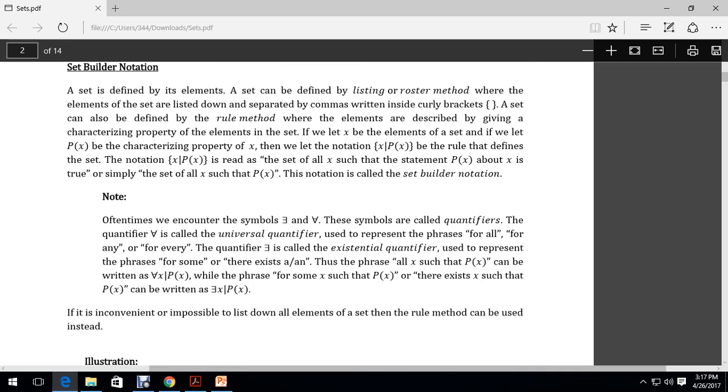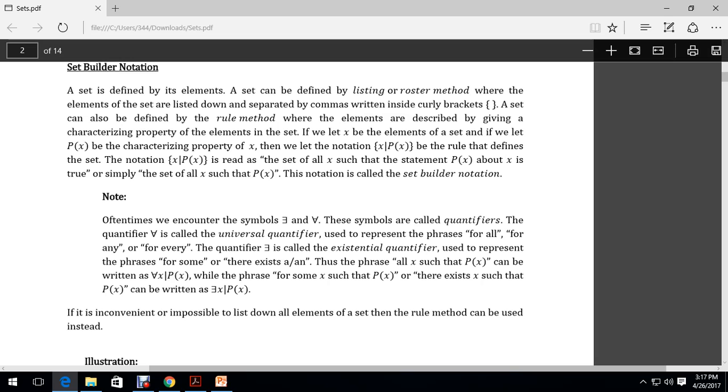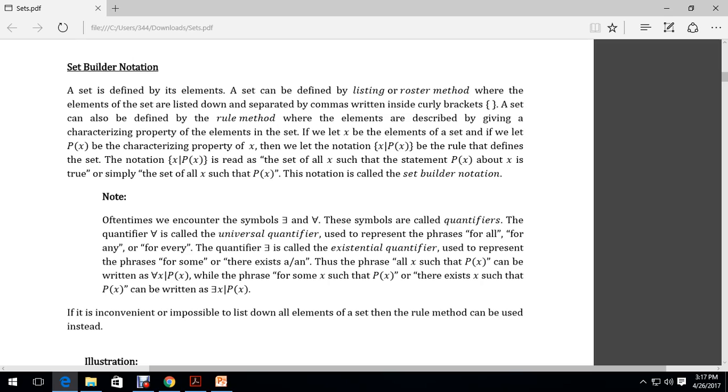Okay, so let's have the set builder notation. A set is defined by its elements. A set can be defined by either listing, or what we call the roster method, where the elements of the set are listed down and separated by commas written inside curly brackets. A set can also be defined by what we call the rule method, where the elements are described by giving a characterizing property of the elements in the set.